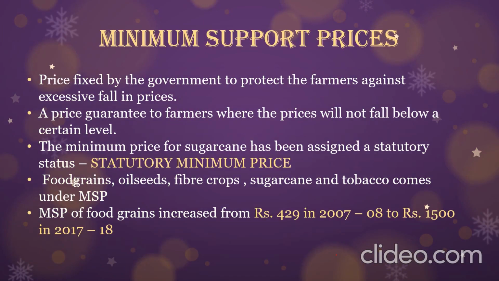The first and foremost agricultural price policy formulated by the Government of India is the minimum support price policy. It is nothing but a price fixed by the Government of India to protect the farmers against excessive fall in prices. Thereby, it protects the interest of farmers. It is a guarantee price given to the farmers whenever there is a fall in prices. Thereby, it will never allow the price to fall below a certain level.